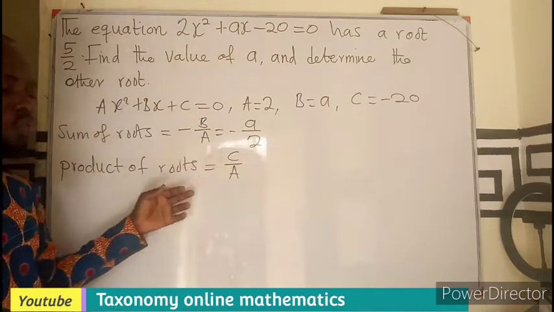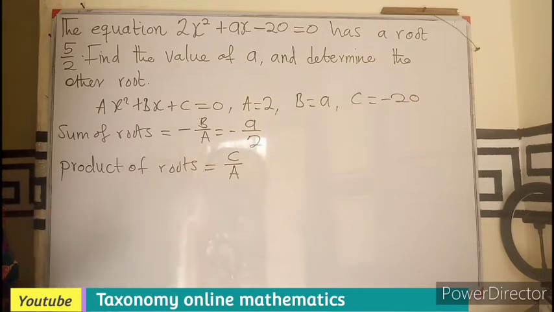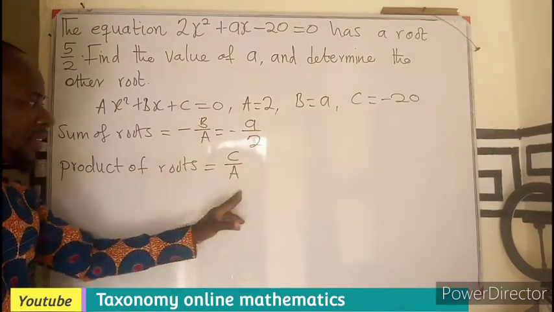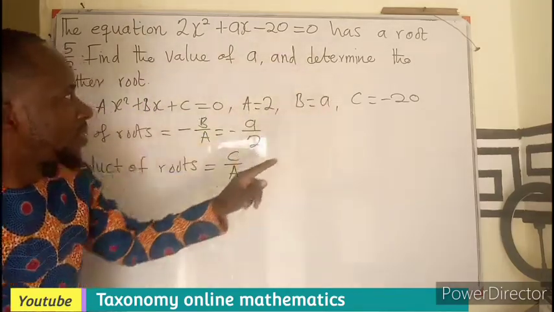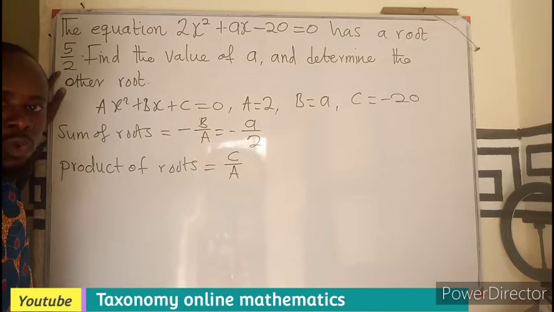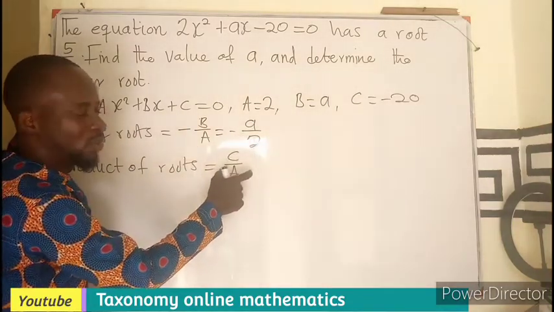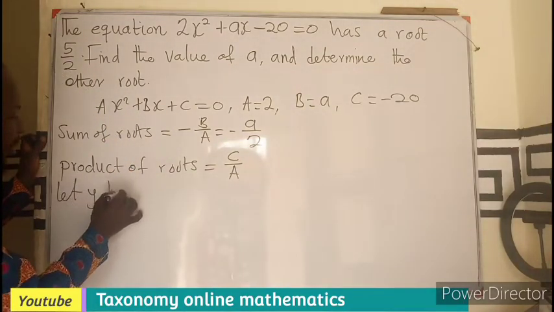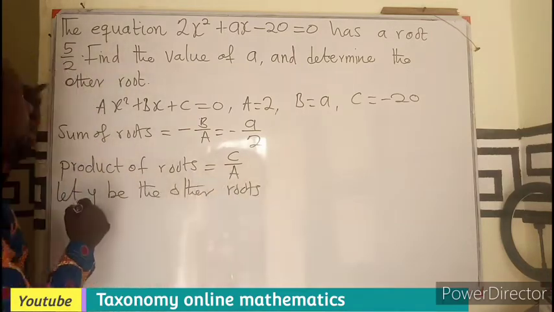So knowing the sum and the product, we can easily find our equation. Now what we are having here is coming from the equation, but the question has given us one of the roots that we add to get this, one of the roots that we multiply to get this. So since we know one, let y be the other root.